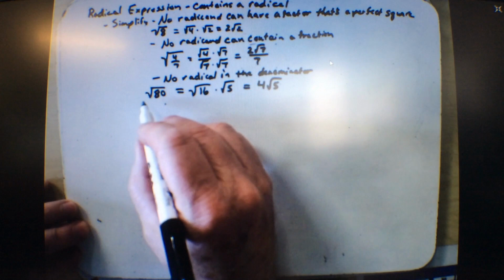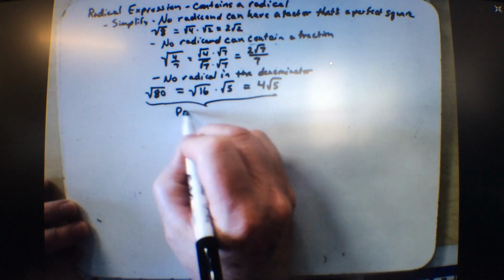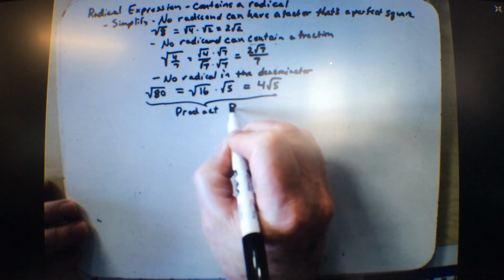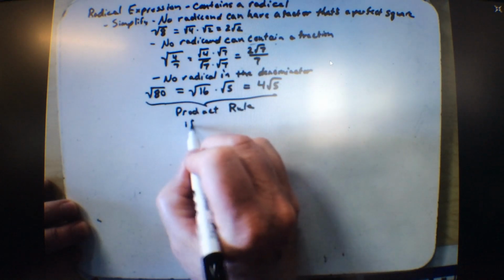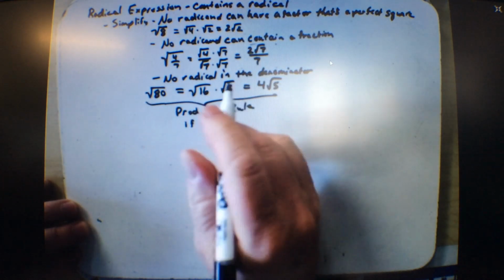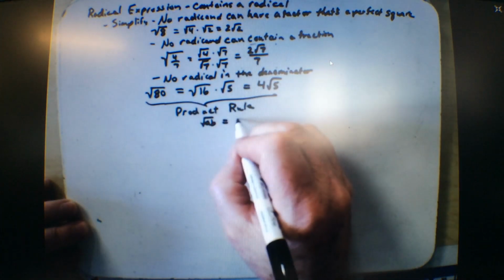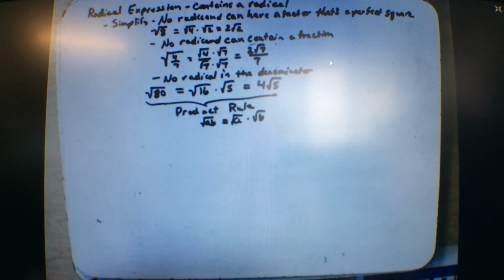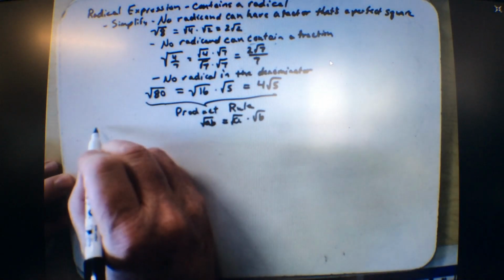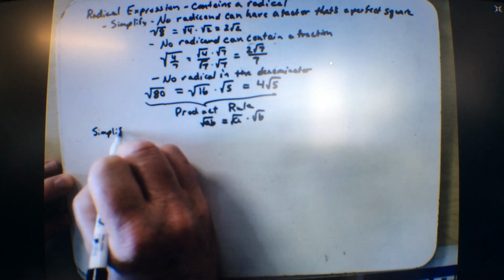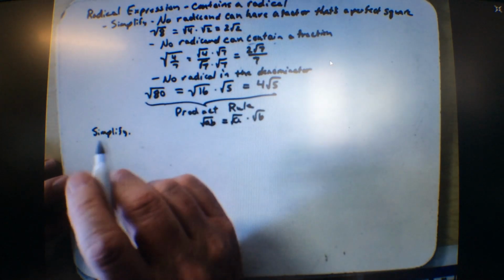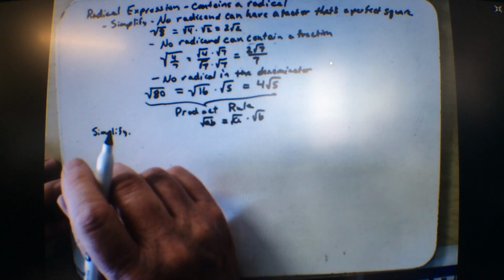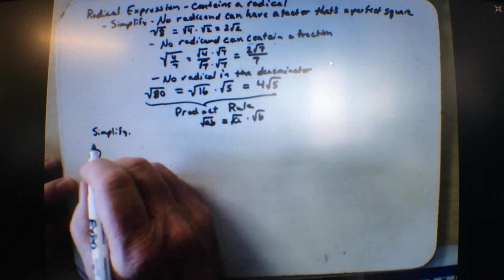By the way, this is called the product rule. Do you remember that? The product rule says the square root of AB means the square root of A times the square root of B. Remember that? Or vice versa. Okay? All right, so we're going to use that concept now and we're going to do something a little different. We're going to bring in variables. Okay? So let me show you what we're going to talk about.